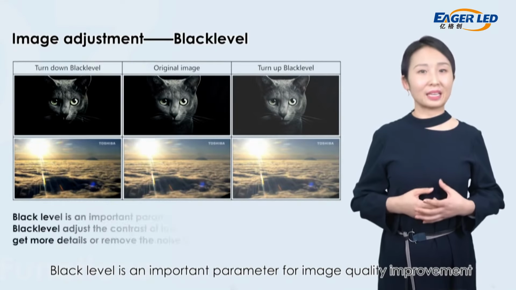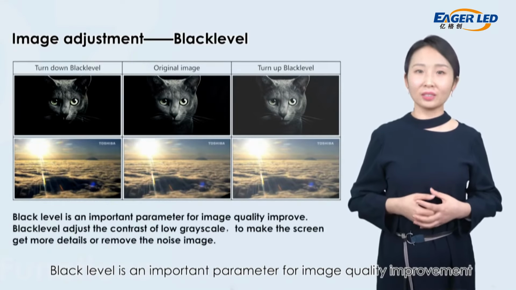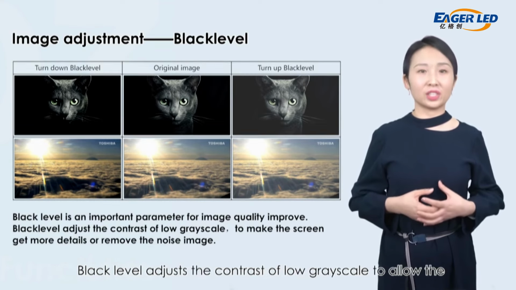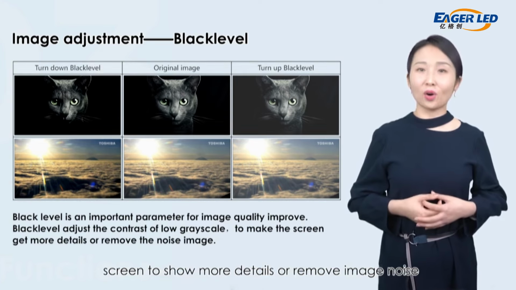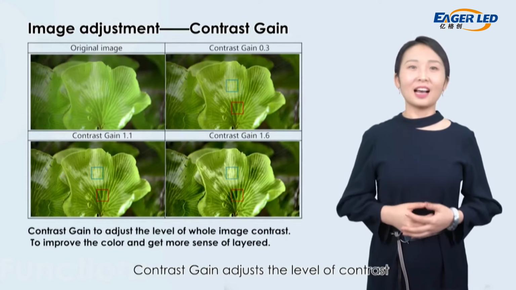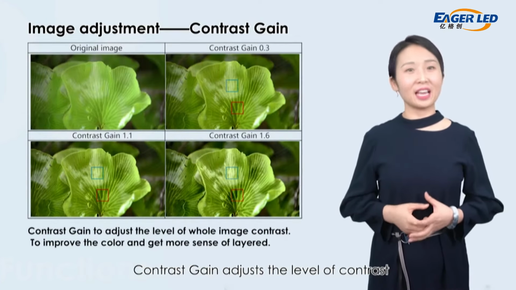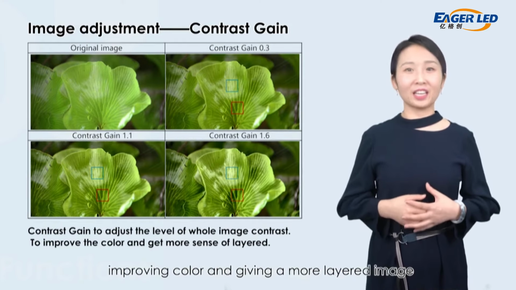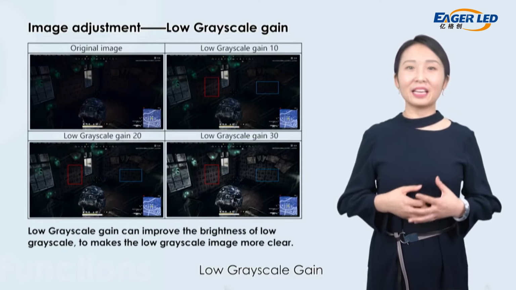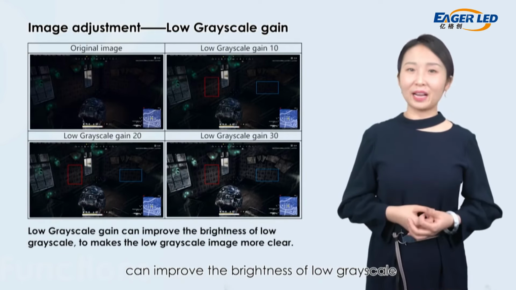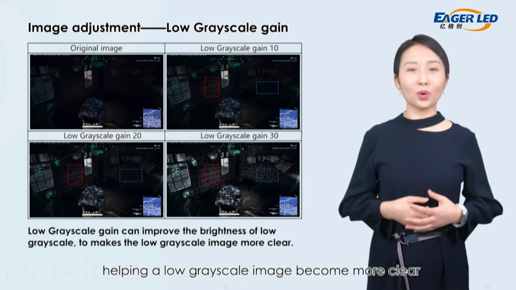Black level is an important parameter for image quality improvement. Black level adjusts the contrast of low grayscale to allow the screen to show more details or remove image noise. Contrast gain adjusts the level of contrast in the entire image, improving color and giving a more layered image. Low grayscale gain can improve the brightness of low grayscale, helping a low grayscale image become more clear.